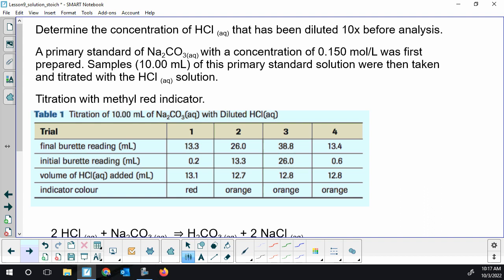This one looks more complex. It's not complex because it's longer, but we're going to have a dilution done. So we have a sample that was diluted, and then there wasn't just one trial done, there's 4. So we have to analyze all 4 trials.